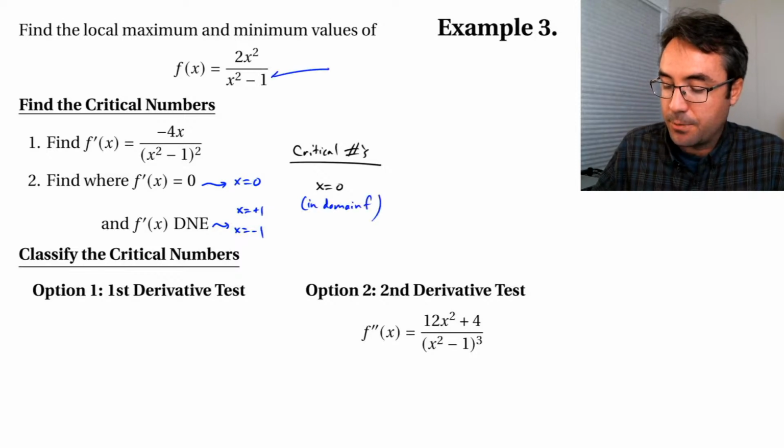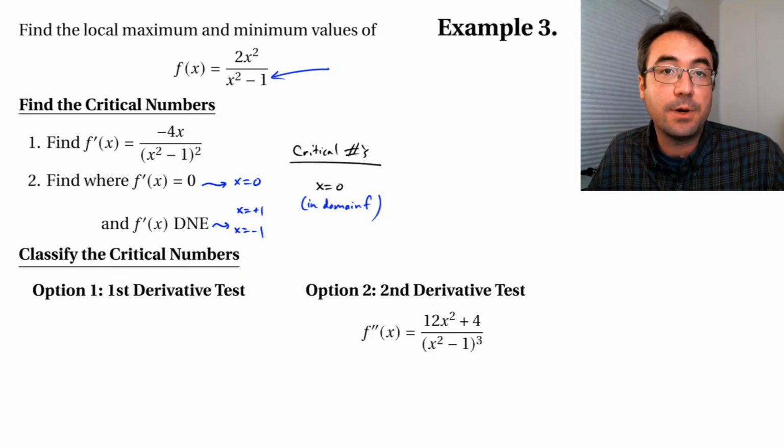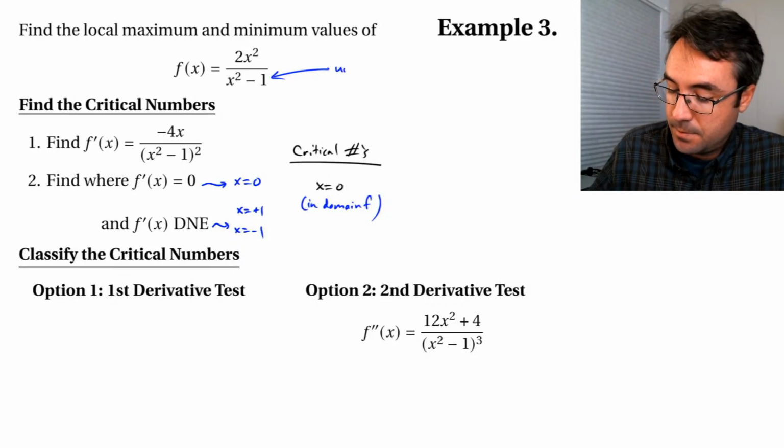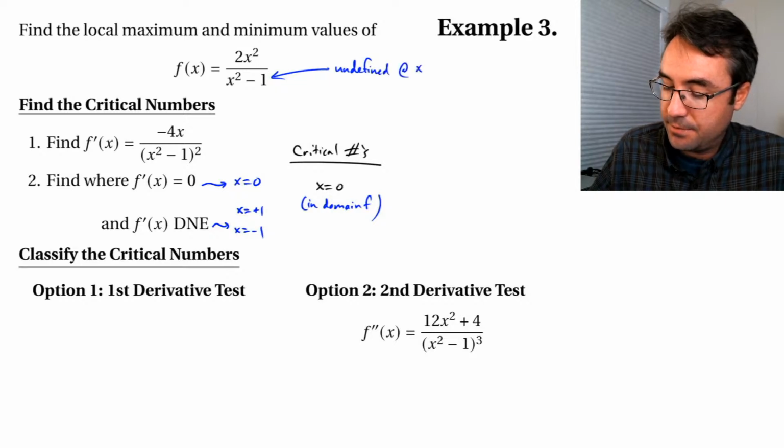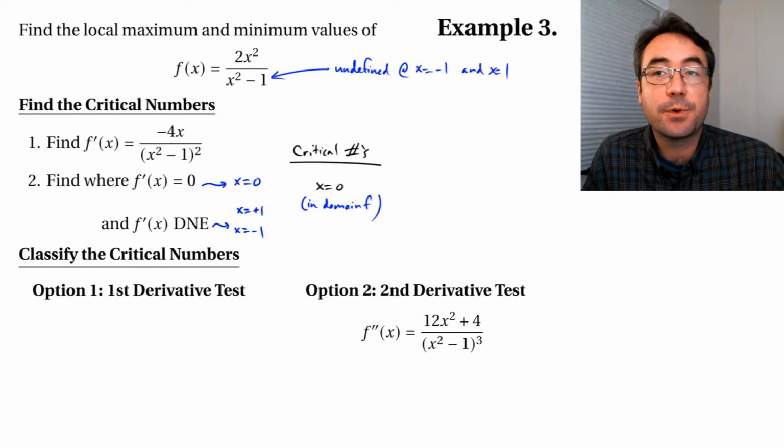If we look back at our original function and plug 1 into this, we'd end up with 2 over 0, division by 0, undefined. So this function is undefined at x equals negative 1 and x equals 1. So the only critical number that we have here is x equals 0.